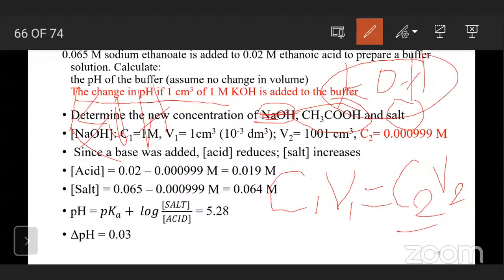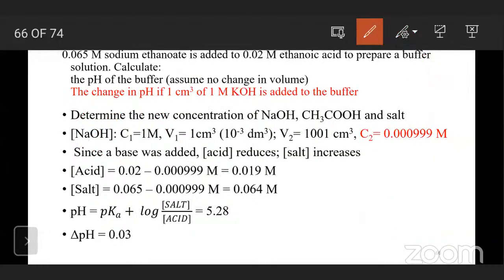And this C2 is the final concentration you're working with, and this V2 is the final volume you're working with. So if you have a case like this, how will you be able to solve this problem? For the base you have added to the solution, this is what you would do. The initial concentration of that base is 1 molar. You've been told in the question that you have 1 molar KOH. This is KOH. 1 molar KOH.